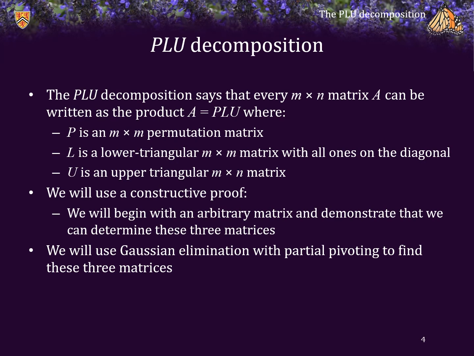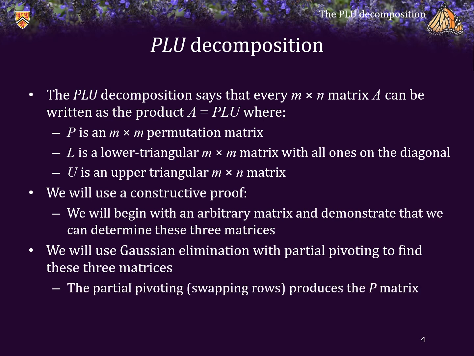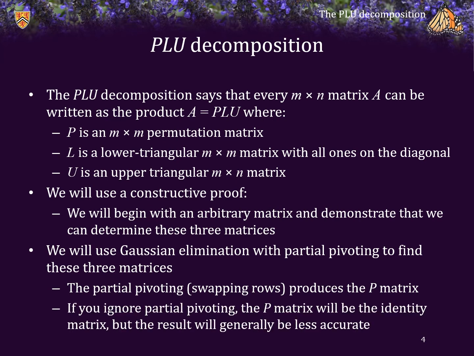Now we are going to be using Gaussian elimination with partial pivoting to find these three matrices. The partial pivoting, that is the component where we swap rows, will be that aspect of Gaussian elimination that produces the permutation matrix. If you happen to ignore partial pivoting, then the P matrix will likely end up being the identity matrix, but the result or the usefulness will be something that is less accurate.